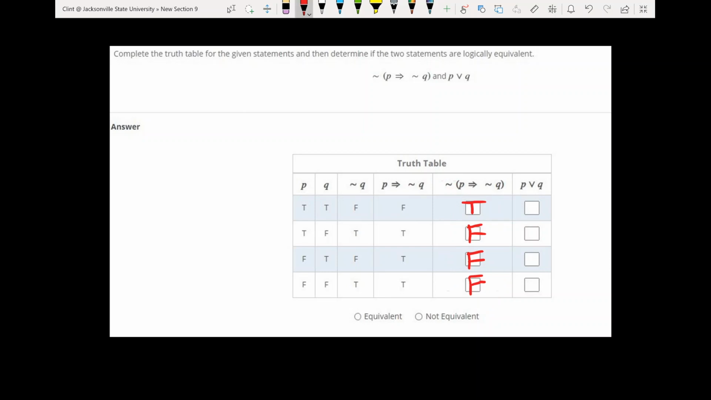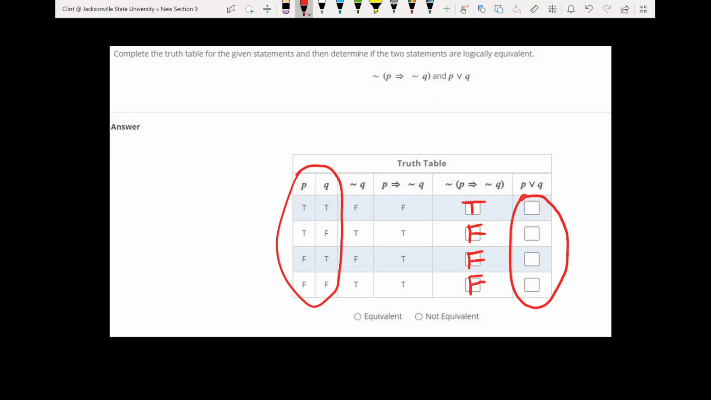So we want to work on this last column now. For it, we need P or Q. So we're going to use the 2 beginning columns, the P column and the Q column, and we're going to join these 2 with OR. If you think back, you remember the rule for OR. If either one of the statements is true, then the combined statement is going to be true.